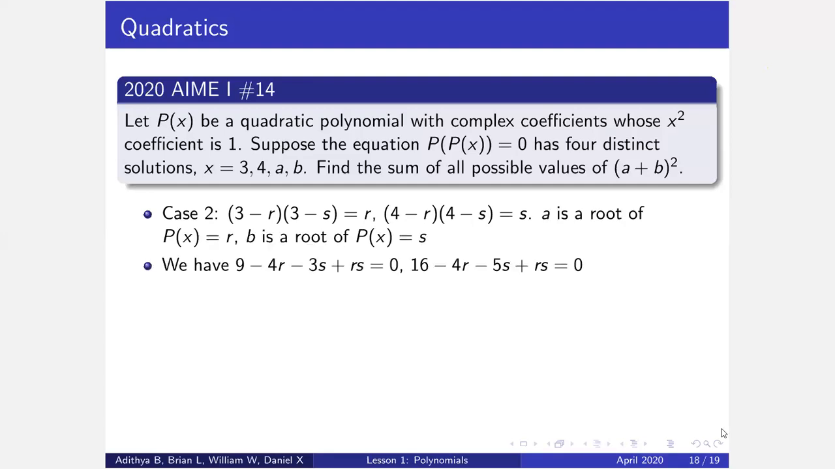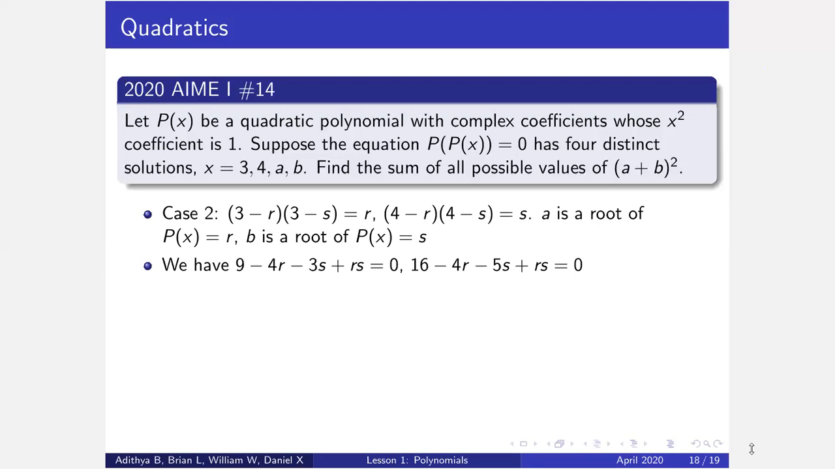I'll wait for the screen to catch up. Yep. Well, 9 minus 3r minus 3s plus rs, and 16 minus 4r minus 4s plus rs. But yeah, so suppose we... No, that's right. The r and s will just move to the other side. What? Sorry. Oh, okay, I see.